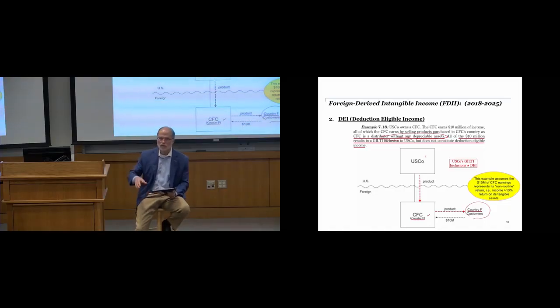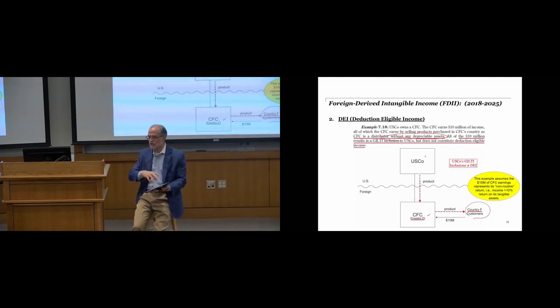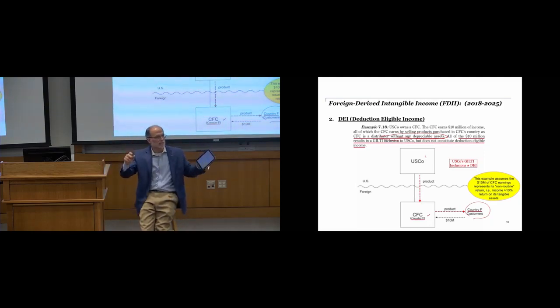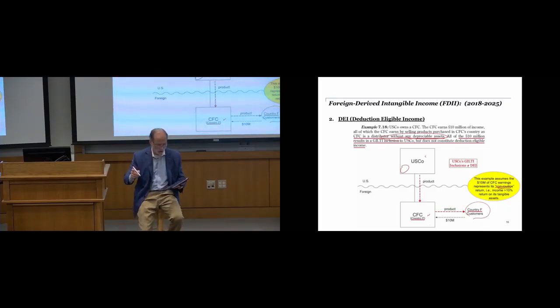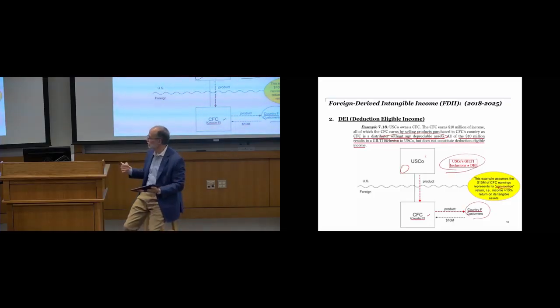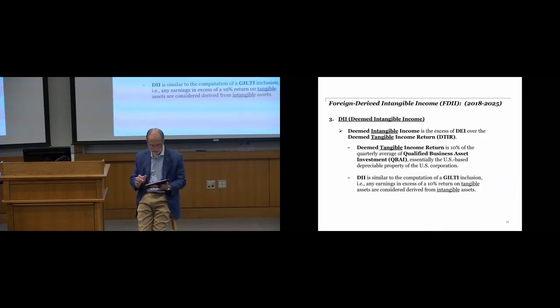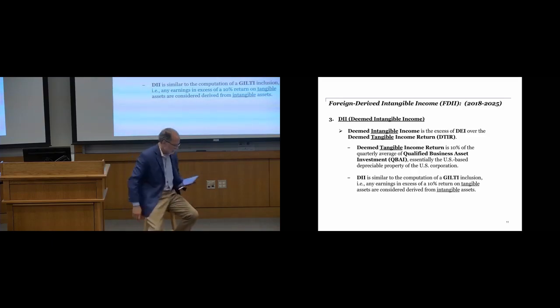So remember, GILTI was focused on intangible income. If you don't have any tangible assets, all of your income is deemed to be intangible, and so that would be currently included in the United States. It effectively is non-routine earnings because you didn't have any tangible assets in the country. So all of that would be included in the tax return of USCo as GILTI, but pull that out of all that income when we do our DEI calculation.